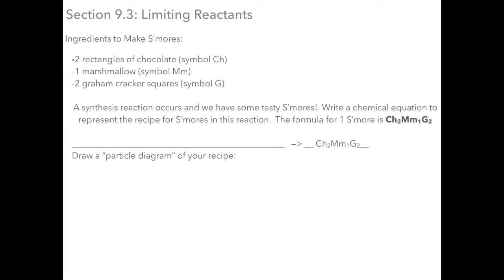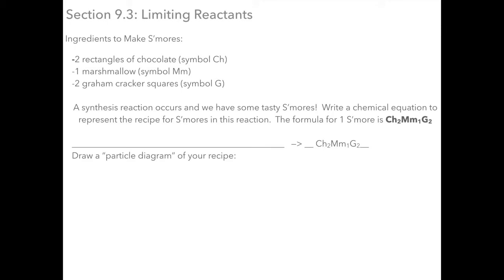Well, in order to explain this, the concept is called limiting reactants. And in order to explain it, I'm going to use a real life example. I'm going to talk about s'mores. So the first thing that we're going to do is just make sure we're okay with particle diagrams.